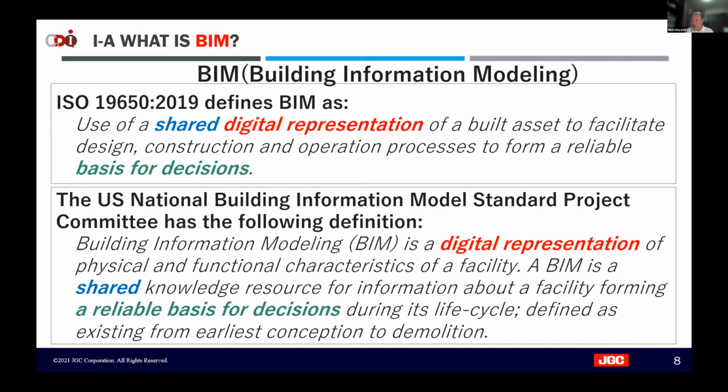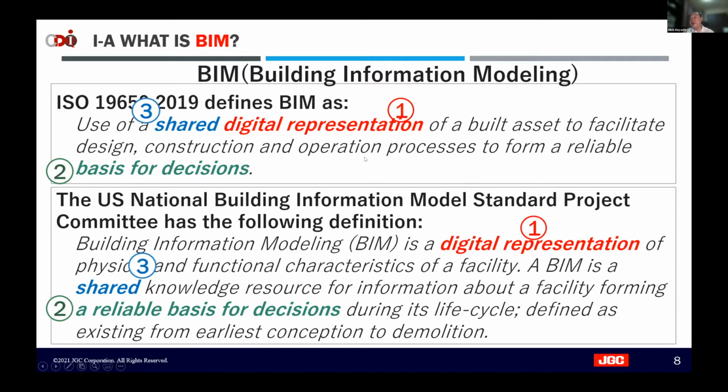As you may have noticed, there are some common terms used here. Right. First of all, is digital representation. And second, it's used for making decisions. And third is shared.